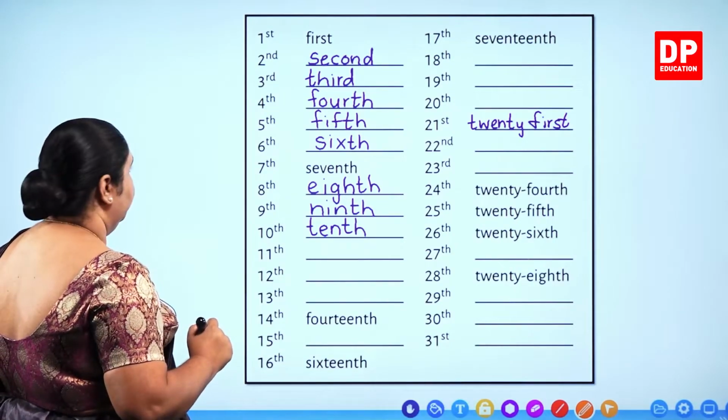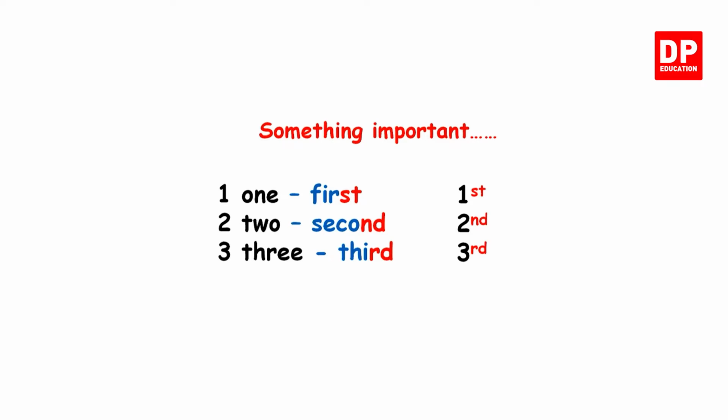Right. Now let's move on to something important to remember. Now we are going to recall everything that we learned here.